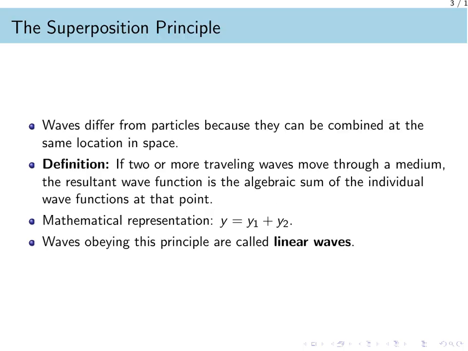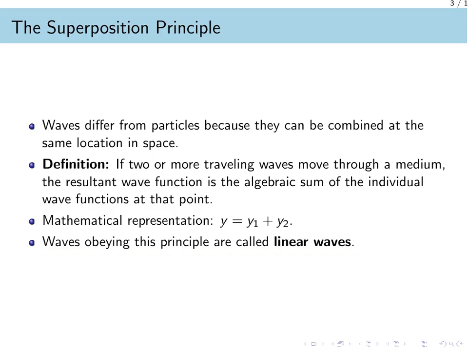in interference. A defining characteristic that separates waves from particles is their ability to occupy the same location in space simultaneously. When two or more traveling waves move through a medium, they combine according to the superposition principle. This principle states that the resulting wave function at any point is simply the algebraic sum of the individual wave functions. Mathematically, we can say the total displacement y equals the sum of the individual displacements, y1 plus y2.